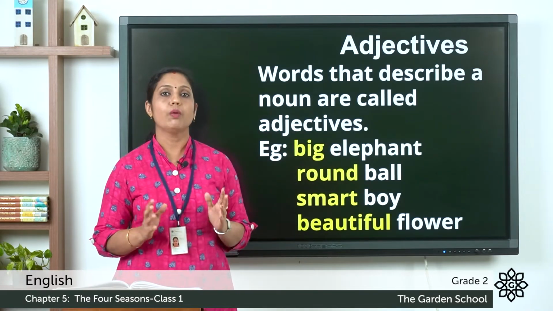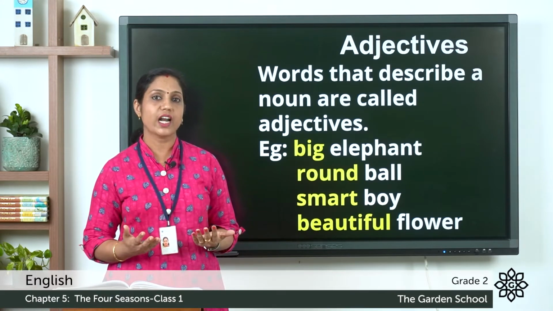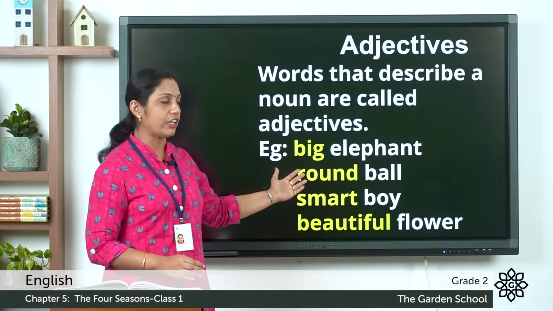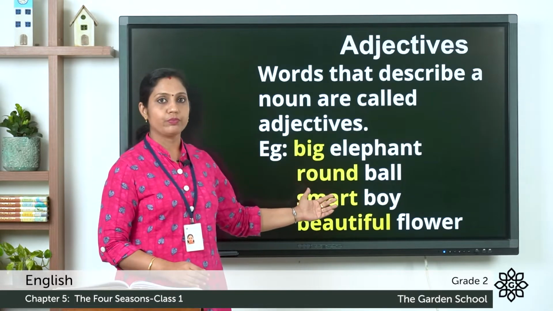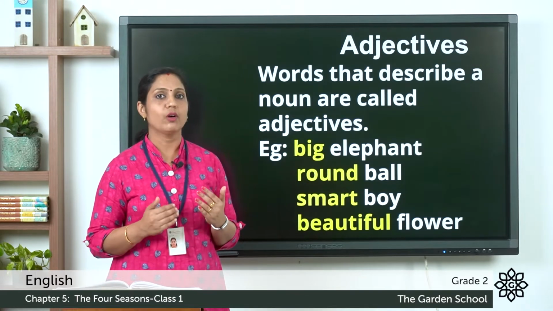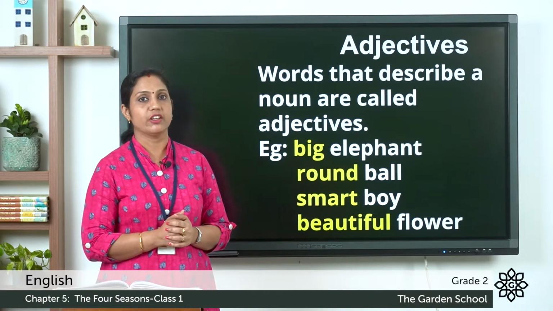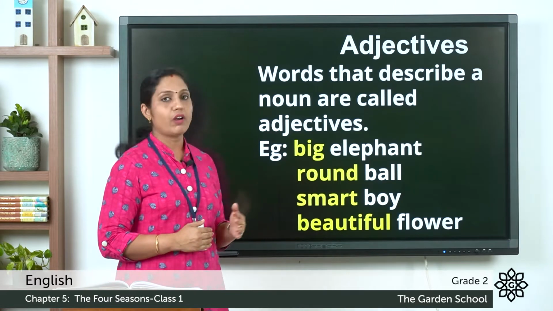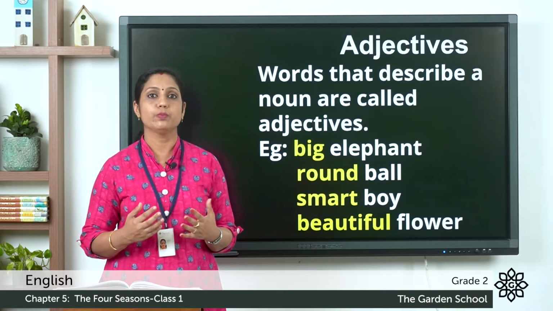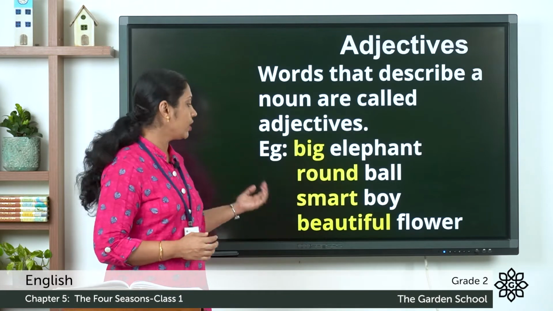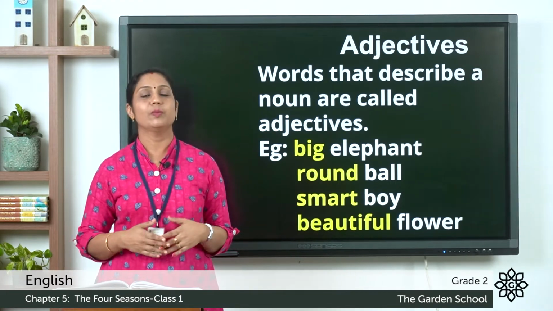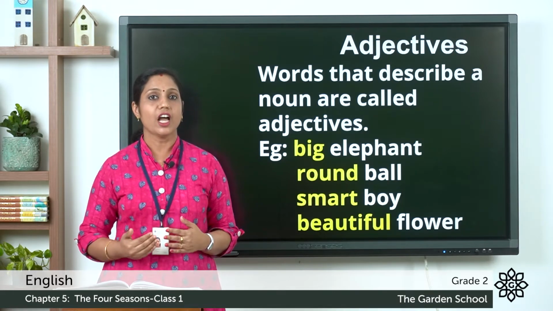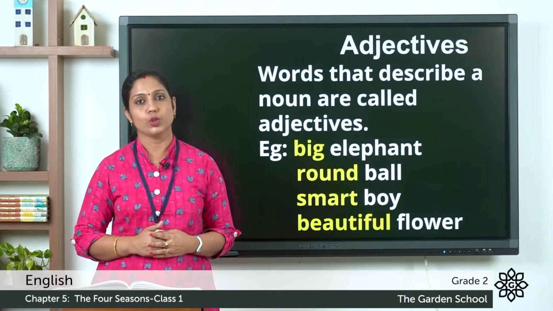Round ball. Ball is a noun. And how is the ball described? It is described as round ball. So the word round here is the adjective. Smart boy. So the boy is smart. The word smart is the adjective. So the boy is described as smart boy. Beautiful flower. Flower is described as beautiful. So the word beautiful is an adjective. So this is an adjective. We'll be learning about adjectives in the other classes. So for now, let's learn how to add Y or LY to the words.